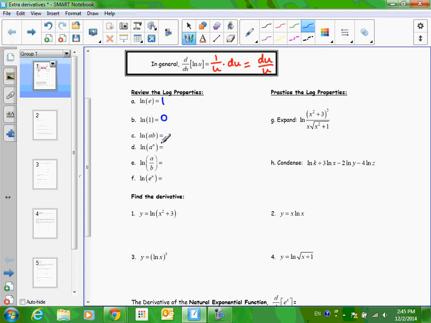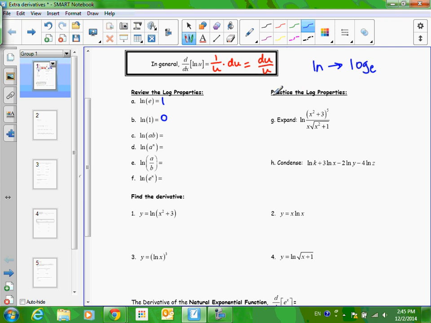What's natural log of a negative number? It does not exist. That's important too, because natural log is the same as log base e. So remember, log is just a backwards way of writing an exponent. You're saying e to what power equals that thing. You can't take e to any power and get a negative number. e to any power is always positive.